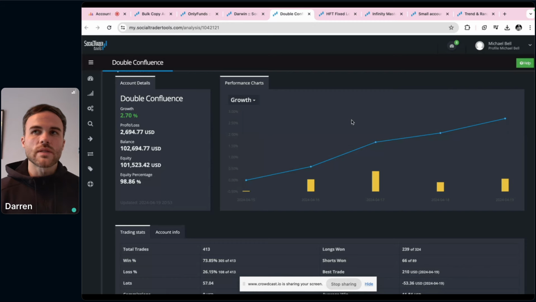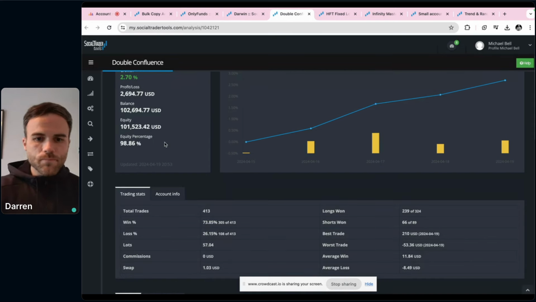So this double Confluence account is an account that I set up a couple of weeks ago, and it's running Darren's idea of a 4-hour EMA and a 1 to 5 minute ADX. Now, as you can see here, it did 3K last week.